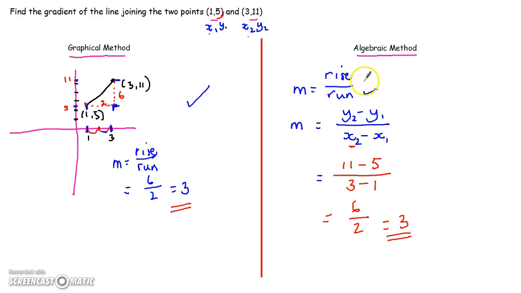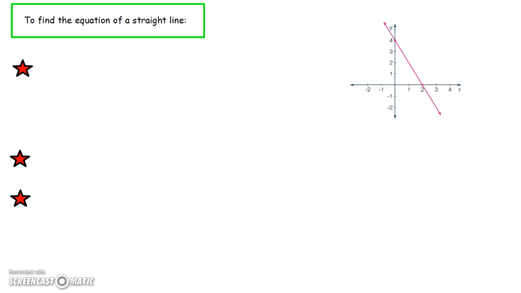So we're still doing the same thing, we're finding rise over run, but we're shortcutting by using this formula. We don't have to actually draw the graph. You could if you want to, it's always going to work, but this is a bit of a shortcut.